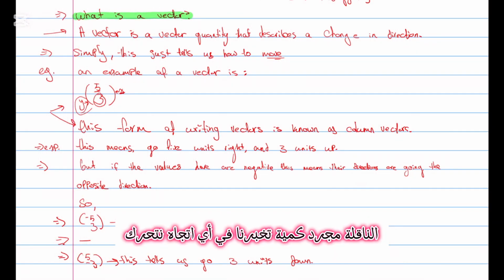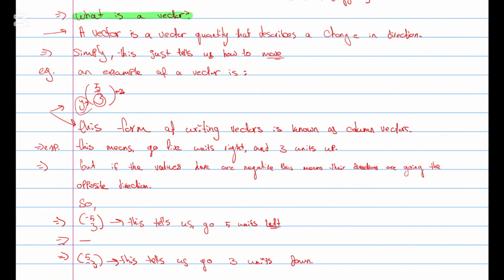So let's start. In simple terms, a vector is just a quantity that tells us in what direction to move, where to move, and the size of the movement. So this counts as a vector quantity, as part of scalar and vector quantities.